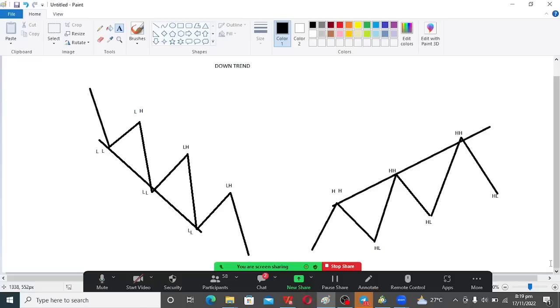Okay. So let's assume I am new. I do not know what sellers are, what buyers are. So how do I understand that sellers are in control of the market?